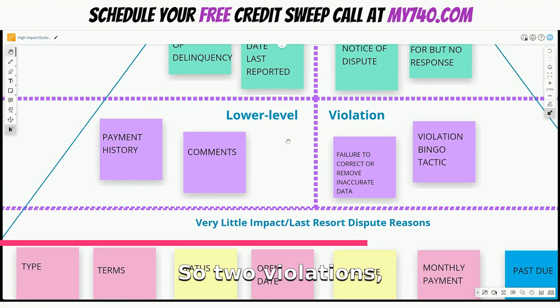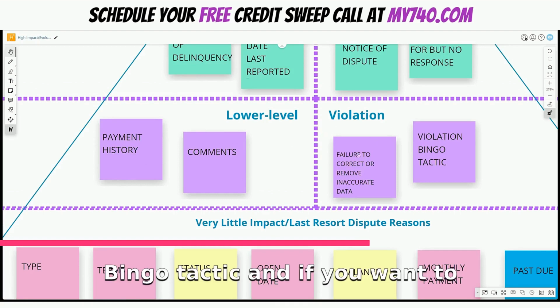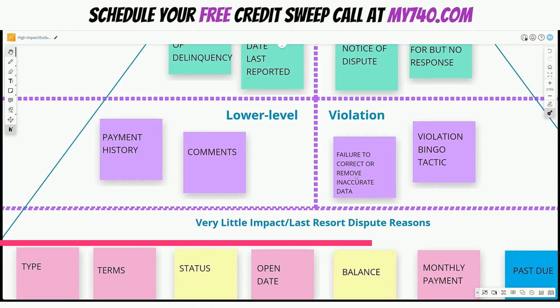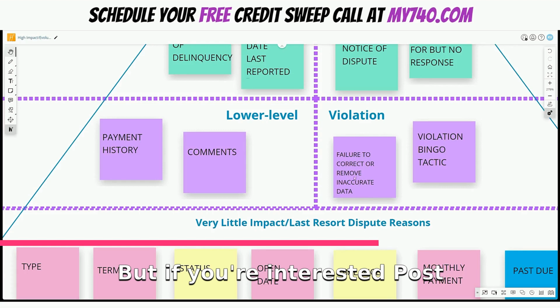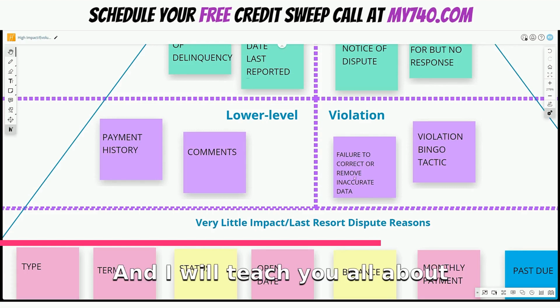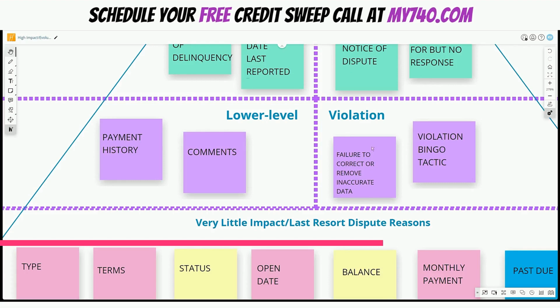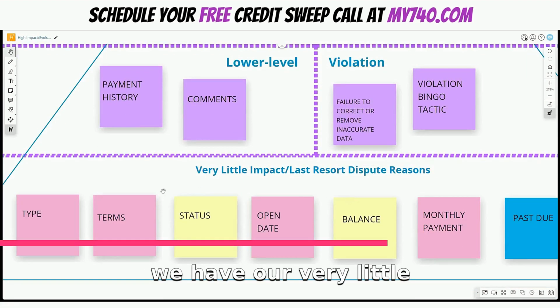All right. So 2 violations. We have violation bingo tactic. And if you want to know about that, I may do a video on it. I believe I may have introduced it maybe 4 years ago. But if you're interested, post it in the comments. Let me know and I will teach you all about violation bingo. Okay. Another one would be failure to correct or remove inaccurate data. And then again, we have our very little impact last resort dispute reason.